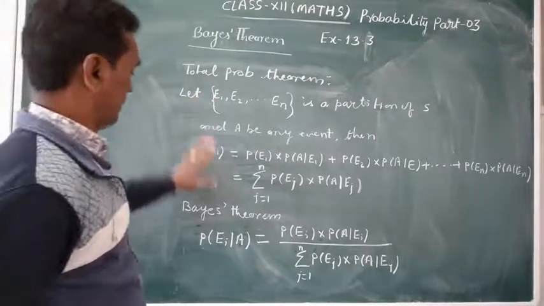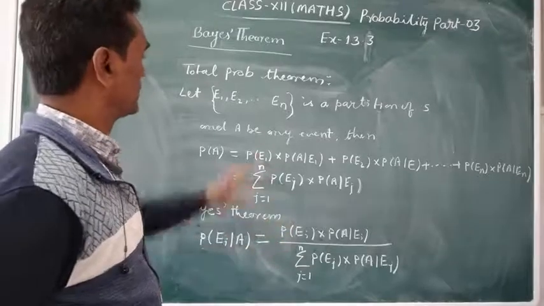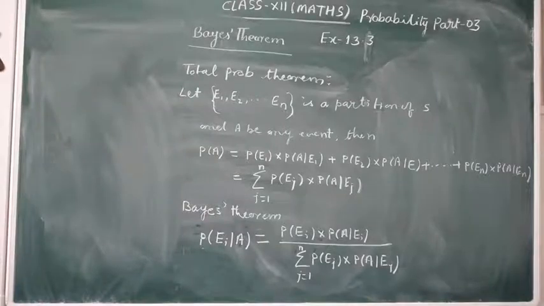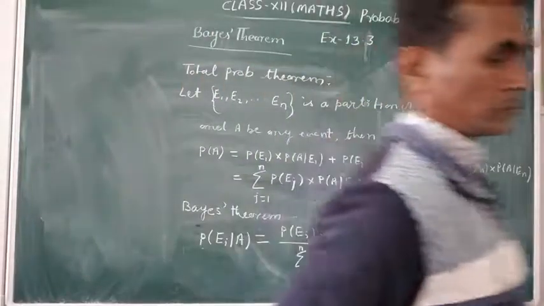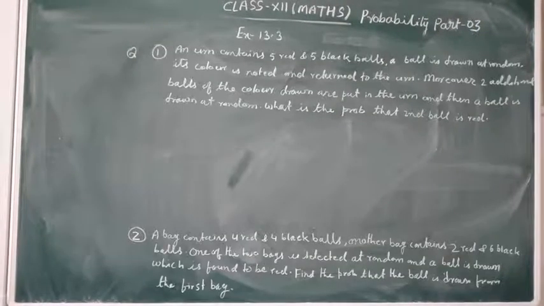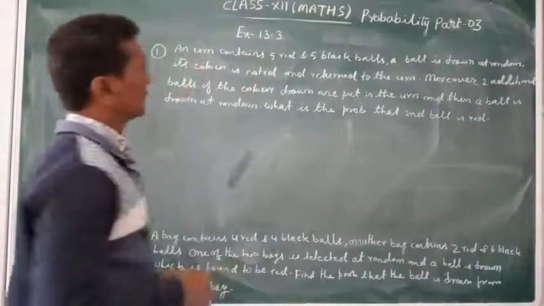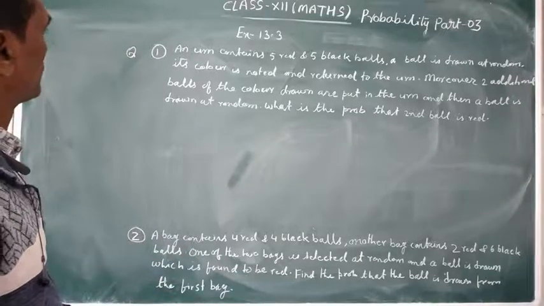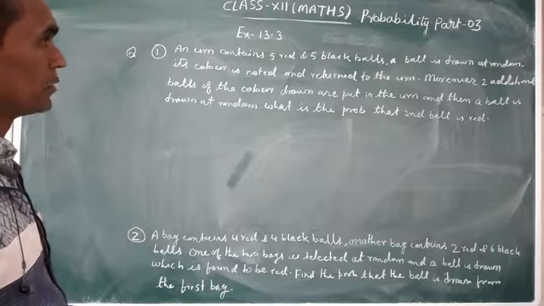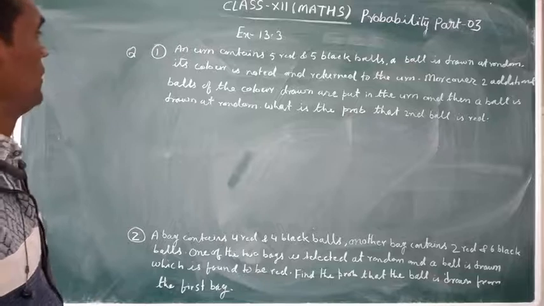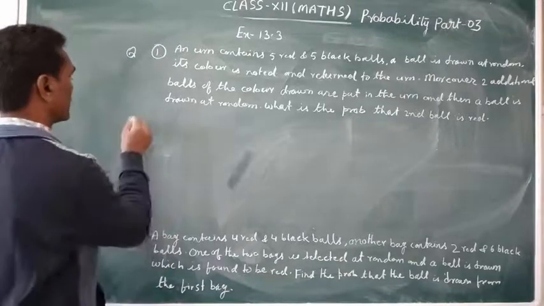So this formula is called Bayes theorem. The condition is the same. Here E1, E2, E3 are the partition of a sample space and A be any event. Now questions from exercise 13.3. Two questions I have written here. Question number 1 is based on the total probability theorem and the second is based on Bayes theorem. So let us solve question number 1.